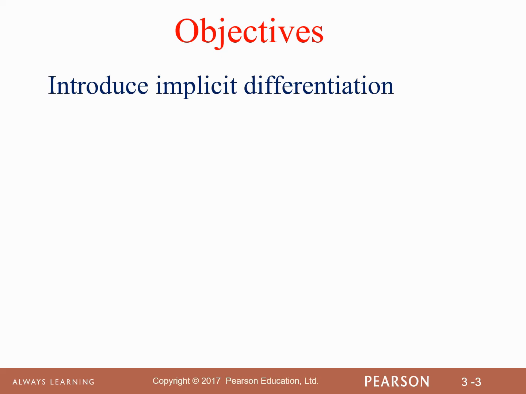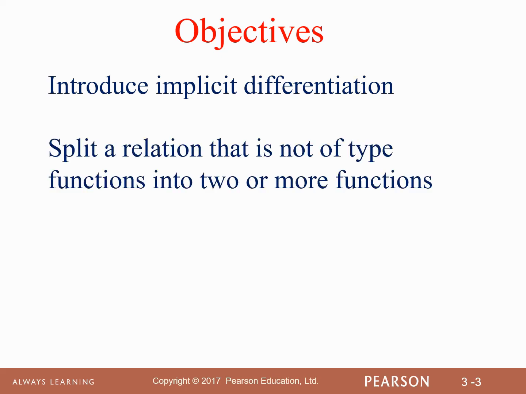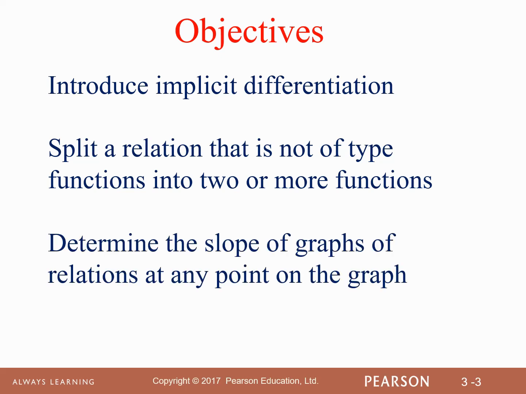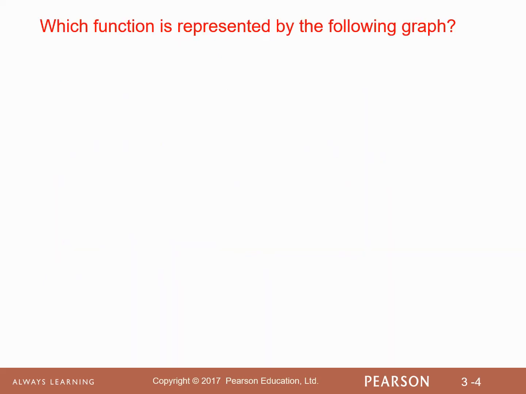Okay, objectives. The objectives are as follows. Number one, introduce implicit differentiation, and then split a relation that is not of type functions into two or more functions, and determine the slope of graphs of relations at any point on the graph. So these are pretty much okay.